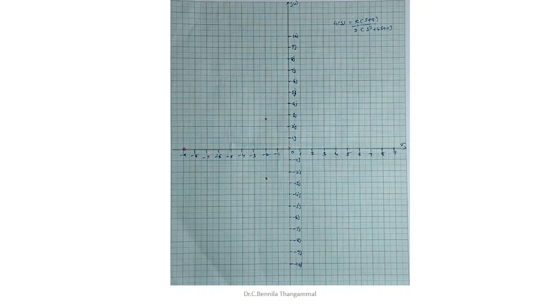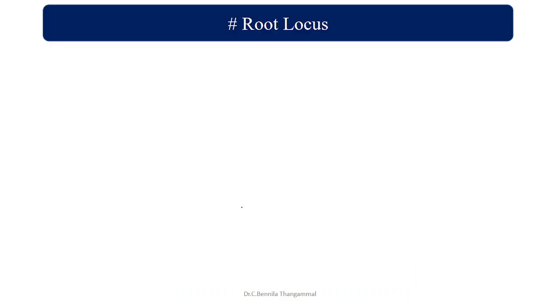So I have plotted the zero. The zero should be plotted as a circle, and then the poles: 0, and then minus 2 plus 2.64j and minus 2 minus 2.64j. So 3 poles and 1 zero have been plotted.